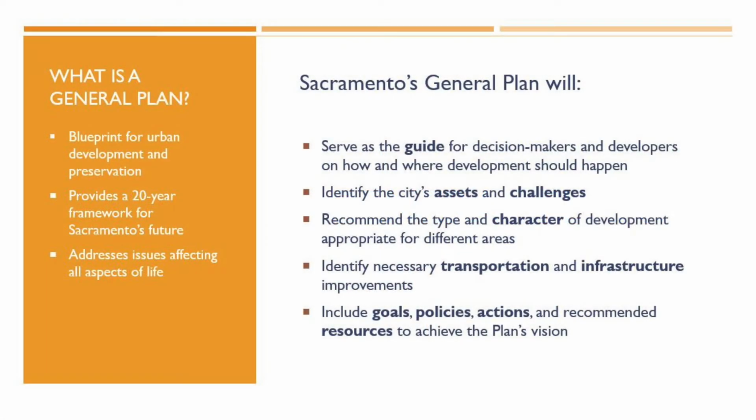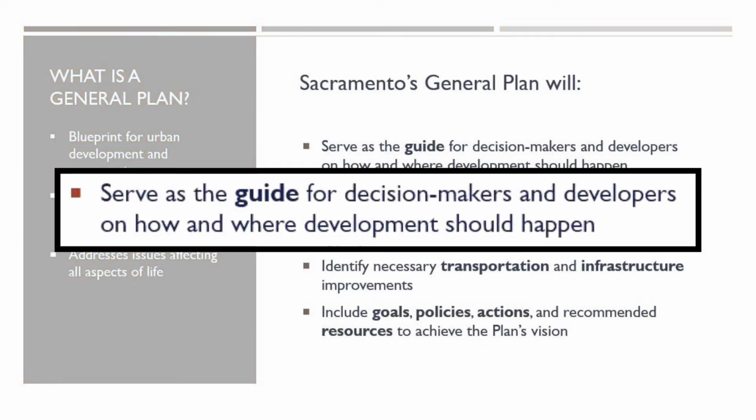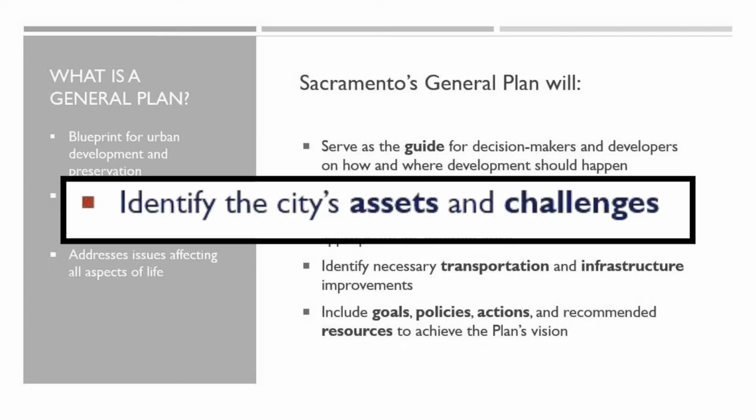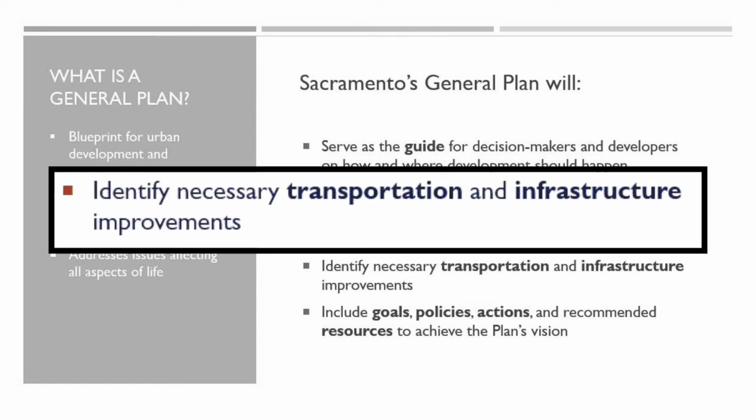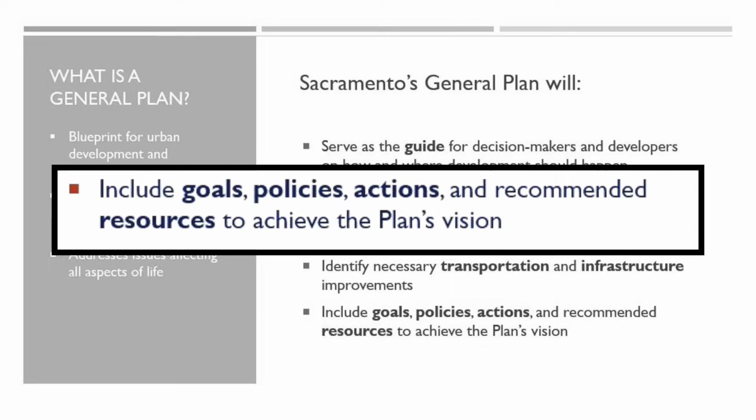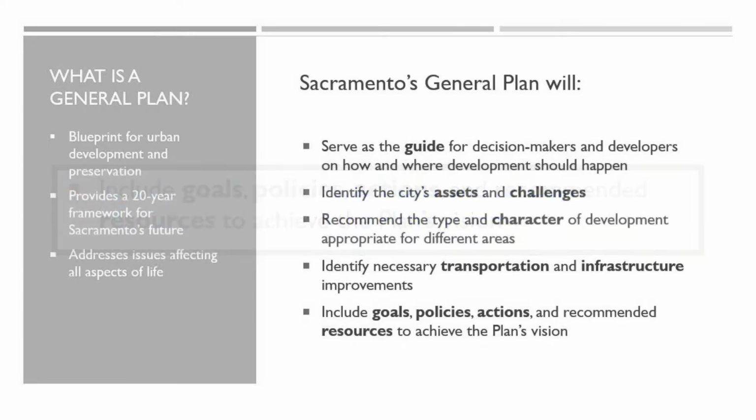So what is a general plan? The general plan is a blueprint for urban development and preservation. It provides a 20-year framework for Sacramento's future and addresses issues affecting all aspects of life. Sacramento's general plan will serve as a guide for decision makers and developers on how and where development should happen. It identifies the city's assets and challenges, recommends the type and character of development appropriate for different areas, and identifies the necessary transportation and infrastructure improvement. It also includes goals, policies, actions, and recommended resources to achieve the plan's vision.